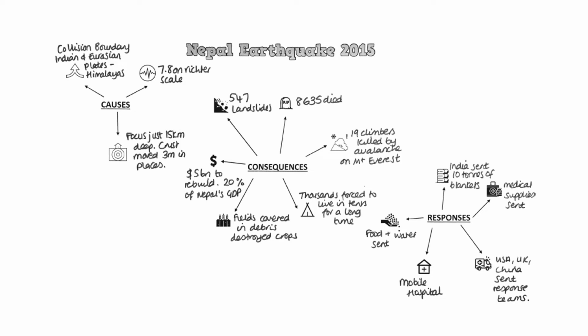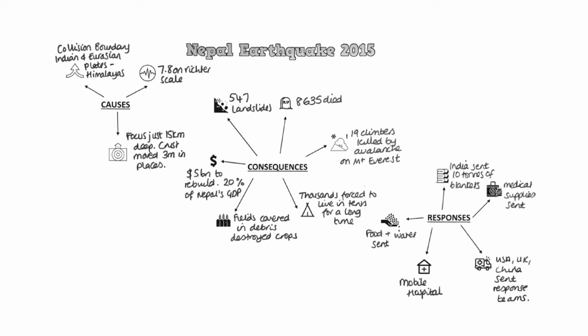And then your tectonic hazard, and make sure you do not get mixed up between weather hazard and tectonic hazard. Your tectonic hazard is the Nepal earthquake of 2015. So this was a collision boundary, the Indian and the Eurasian plates colliding to form the Himalayas. 7.8 on the Richter scale. The focus is just 15 kilometres deep and the crust had moved 3 metres in places. So the shaking was very strong at the surface.